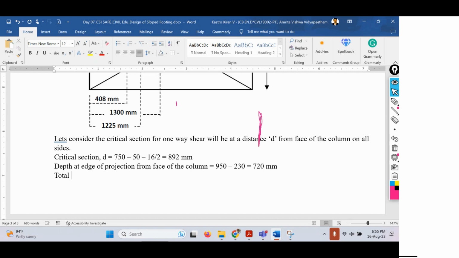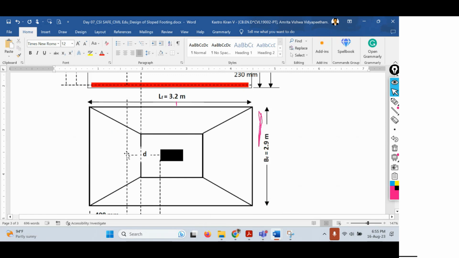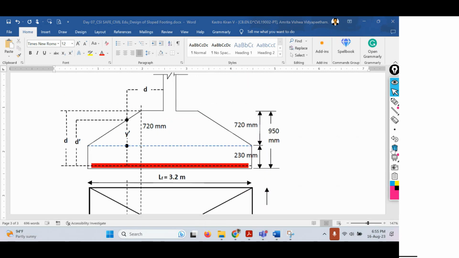And then total depth we know. So total depth, capital D, equals 950 mm. And then edge depth equals 230 mm. Right. So these are some values. And the other thing is, we need to find out the height of y dash value. This one, the height of y dash value. So how to get the height of y dash value? In order to get this one, we have to go with this calculation again.